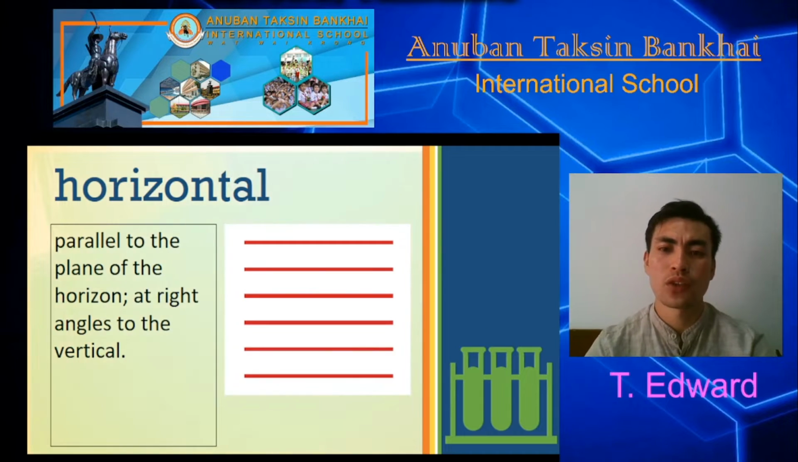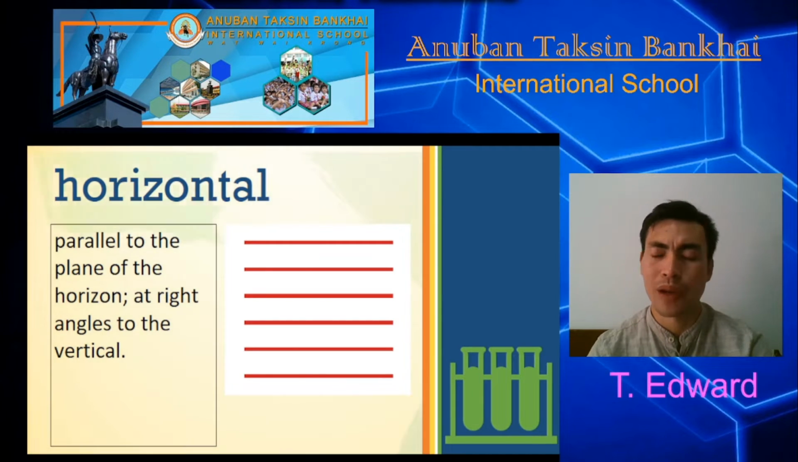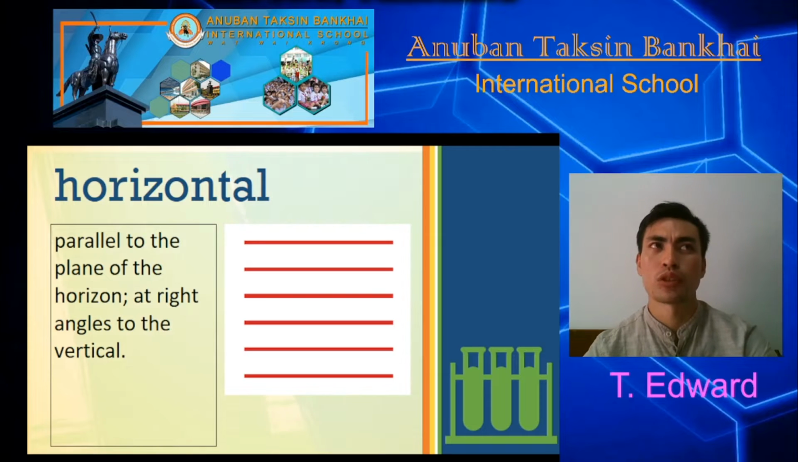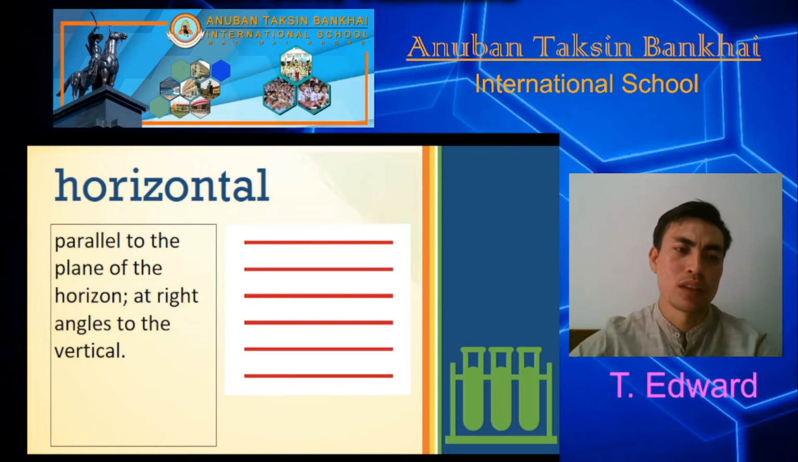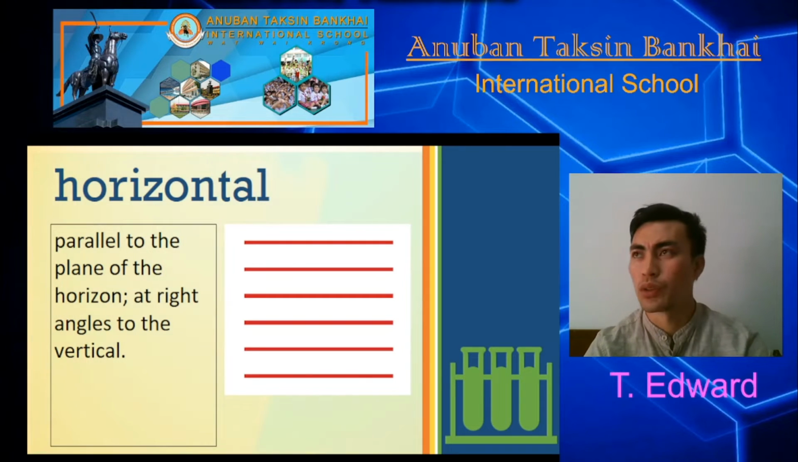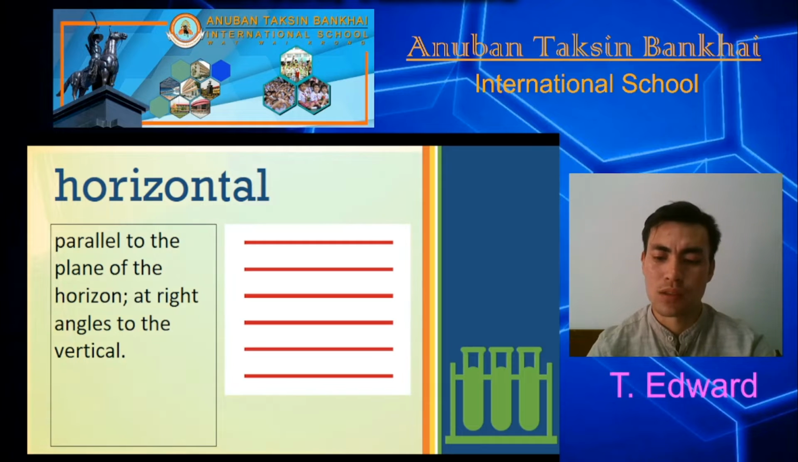The first word is horizontal. Horizontal means parallel to the plane of the horizon. It is also at right angles to the vertical. So we are going to study horizontal and vertical lines today. The ones you can see in the picture are horizontal lines. We can say from left to right, or side to side. If it's going in this direction, either to the left or to the right, we call it horizontal lines.